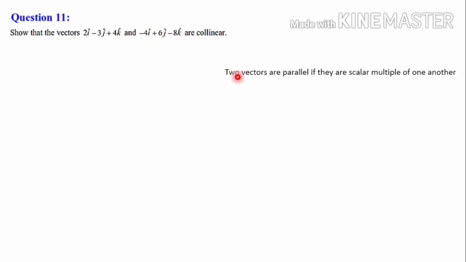Next we shall discuss question number 11. The question is, show that the vectors 2i minus 3j plus 4k and minus 4i plus 6j minus 8k are collinear. Here two vectors are parallel if they are scalar multiples of one another. That is, if vector A and vector B are two vectors, then we can write it in the form vector B is equal to lambda into vector A. Lambda is a scalar quantity, so a scalar multiple of the other one, lambda into vector A.